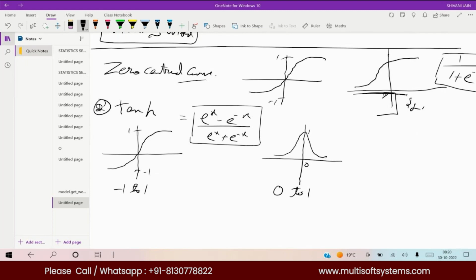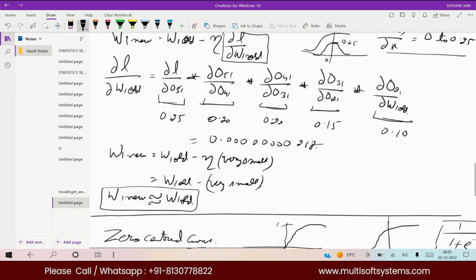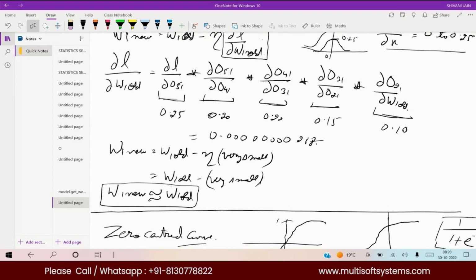Now, if you observe here, it solved the problem of the zero-centered curve, right? But here also the derivative is in between 0 to 1. So that means the values here might also be 0.6, 0.7, 0.8, 0.9.